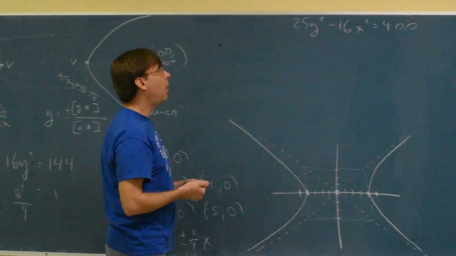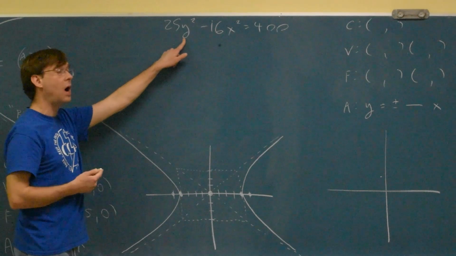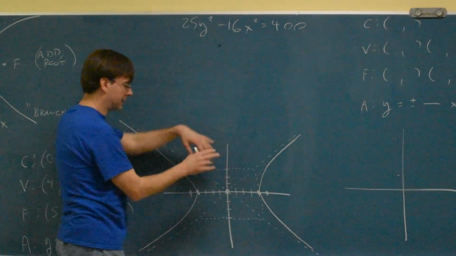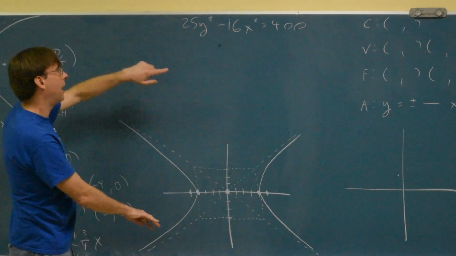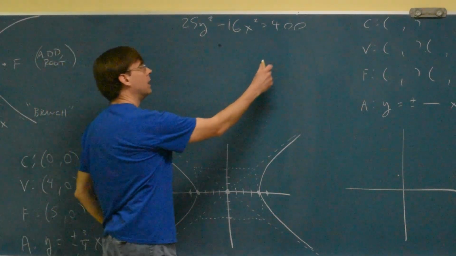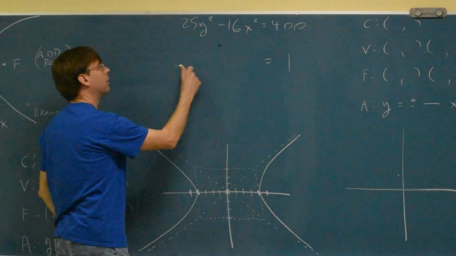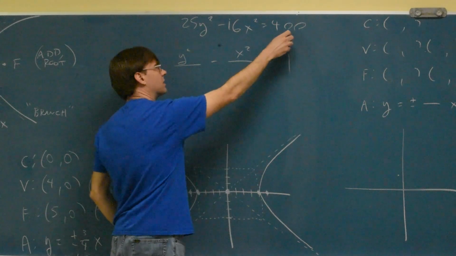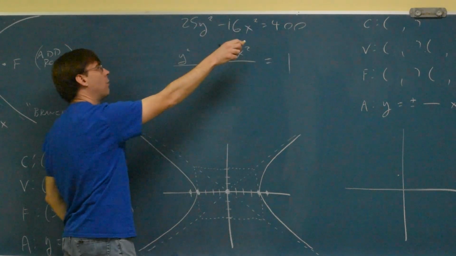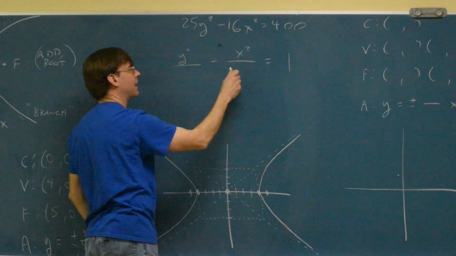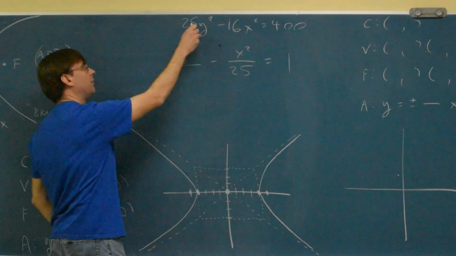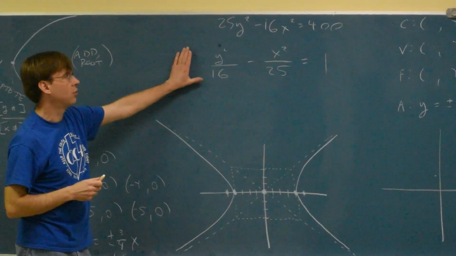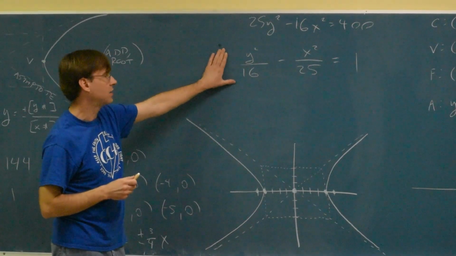Hyperbola number 2, almost the same, difference being y is first. So instead of everything going this way, it's going to be going that way. Y runs this problem. Again, you have to equal 1. You have to have fractions. If this is 400, I'm going to divide everything by 400. 16 dividing into 400 is 25. 25 dividing into 400 is 16. The equation has to look like this for us to do anything with it. Fractions and equaling 1.